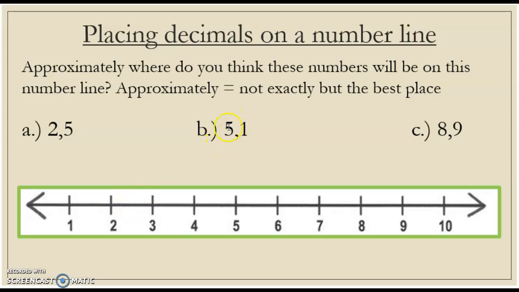Question B, 5 wholes and 1 tenth. We go to 5 wholes over there. If this were chopped up into 10 pieces, the first tenth would be roughly just after the 5 line. And question C, 8 wholes and 9 tenths, 8 wholes over there. They were chopped up into 10 pieces. The 9th piece would be just before the 9th line. So the answer would be over there.